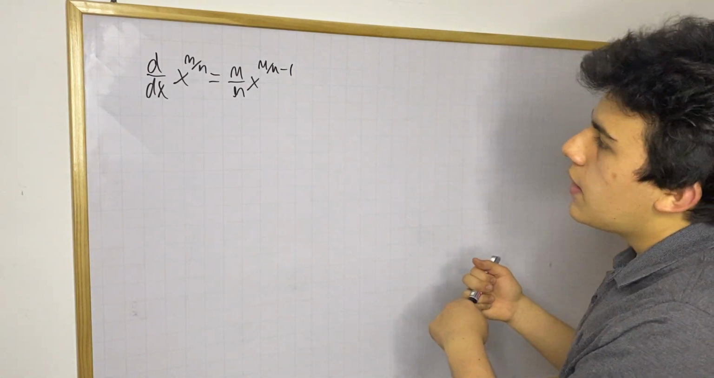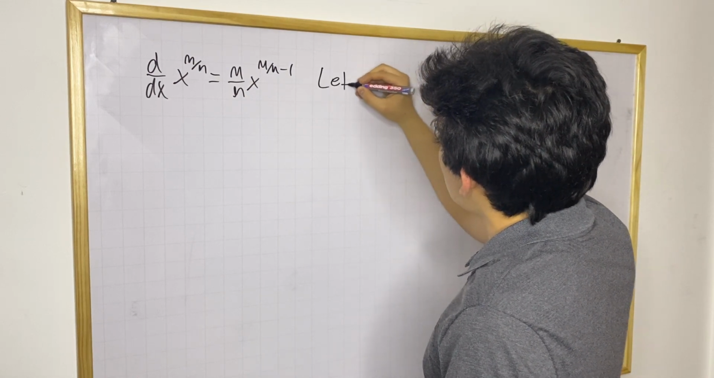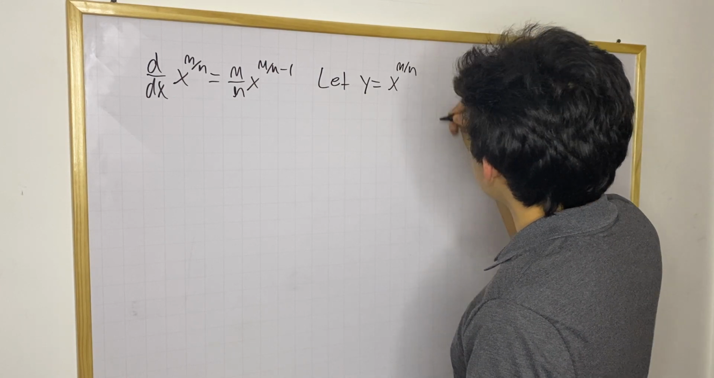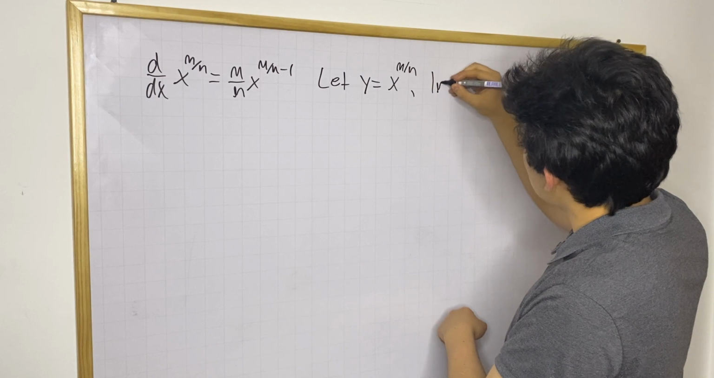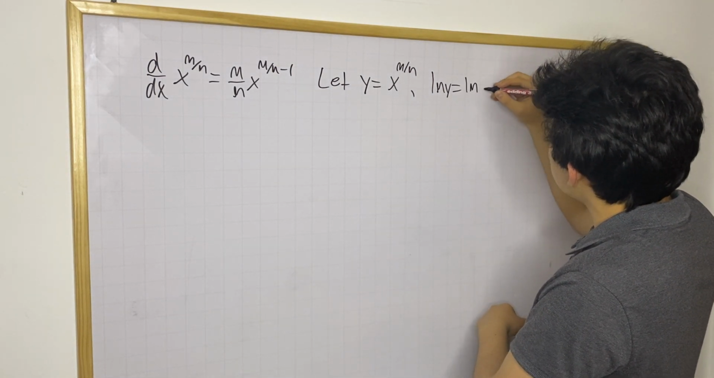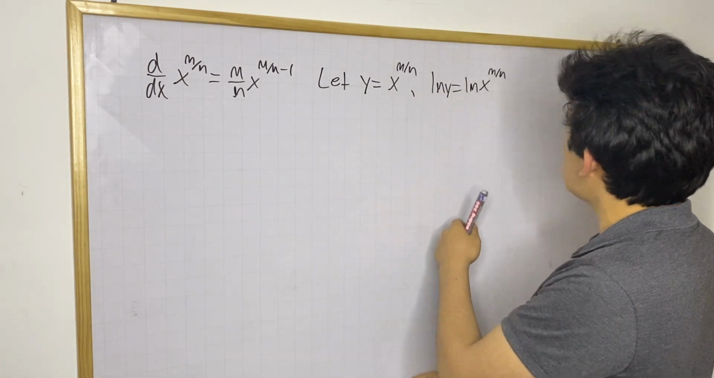So, let's begin. Now, the first thing that we want to do is define a new variable. So, we're going to let y be equal to x to the m over n, okay? Now, we're going to do the following. We're going to take the natural log on both sides. So we know that ln y is going to be equal to ln of x to the m over n.